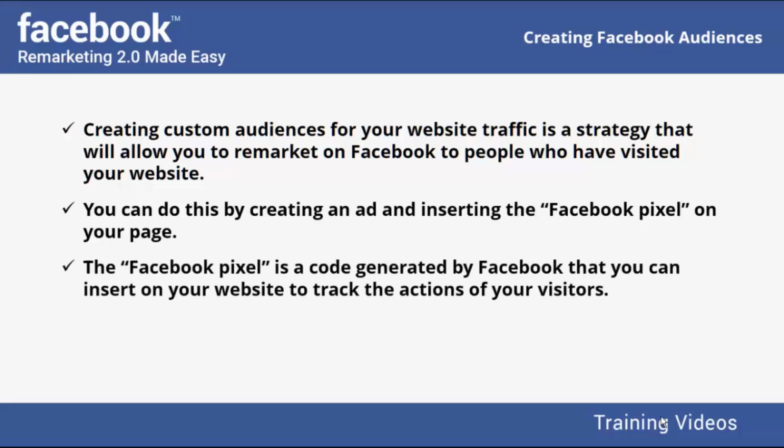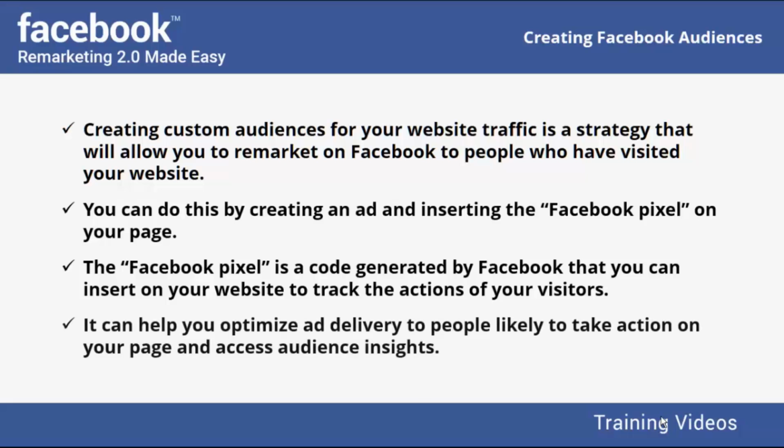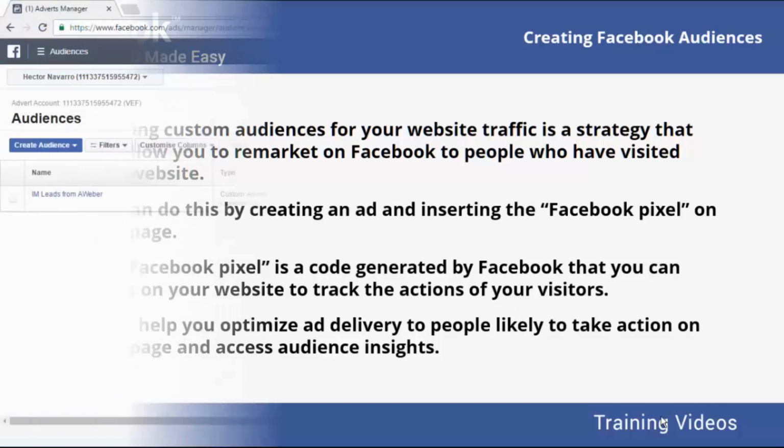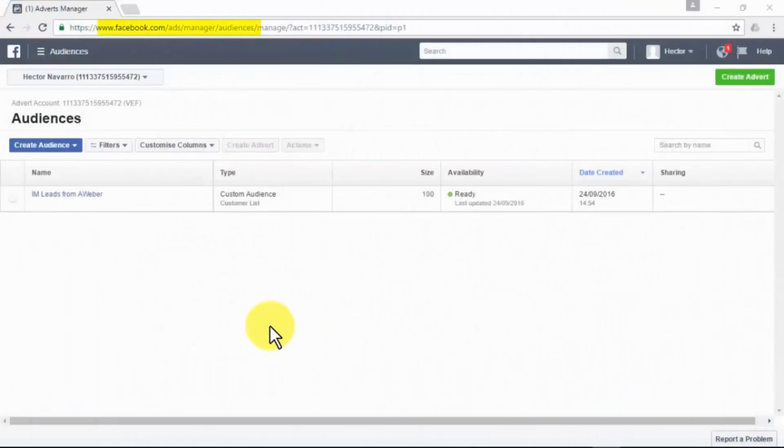The Facebook pixel is a code generated by Facebook that you can insert on your website to track the actions of your visitors. It can help you optimize ad delivery to people likely to take action on your page and access audience insights. Once inside facebook.com/ads/manager/audiences, you'll see listed any custom audience you have created. Click on Create Audience, then click on Custom Audience.